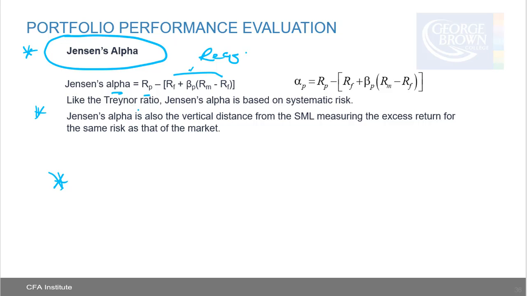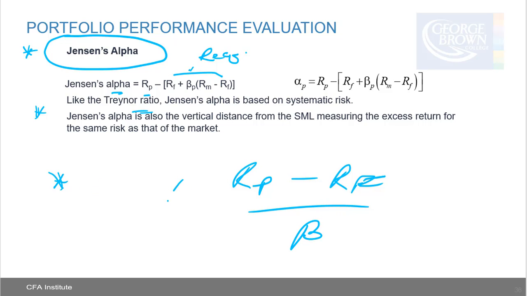And you can see here, like the Treynor ratio, remember the Treynor ratio is return of the portfolio minus the risk-free rate divided by the beta, okay? That was the Treynor. So the beta, that's the systematic risk, and here you're also getting it in the Jensen's alpha. So like the Treynor ratio, Jensen's alpha is based on systematic risk. Just Jensen's alpha, also the vertical distance from the security market line, measuring the excess return for the same risk as that of the market.